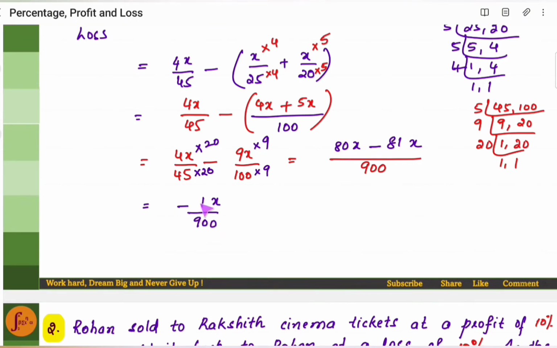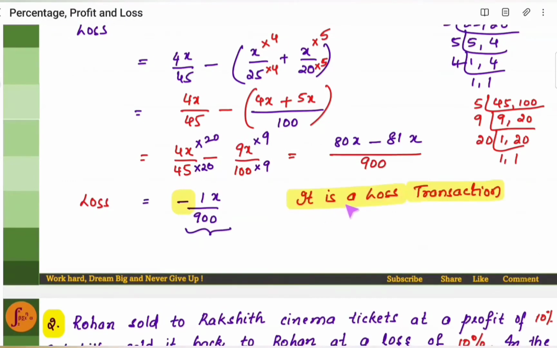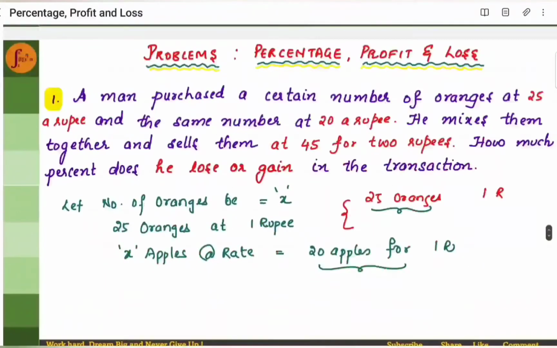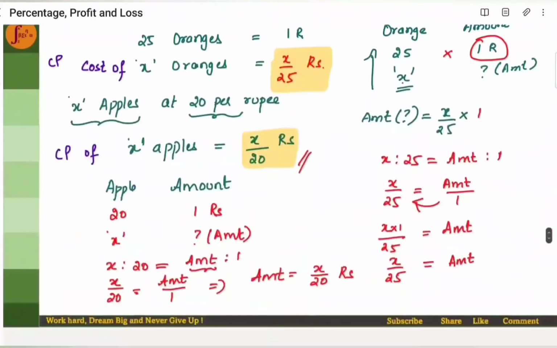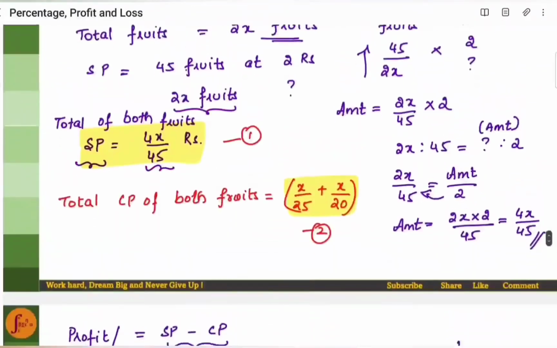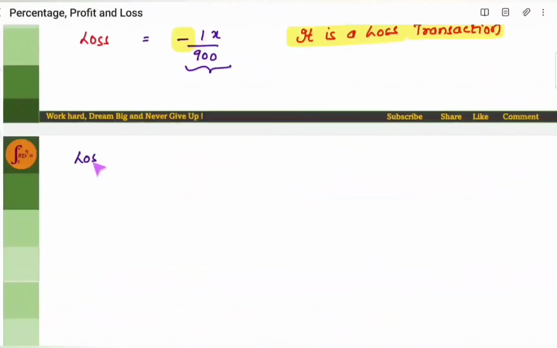So minus 1. So I got a negative value here. There is a loss. Straight away we can say it's a loss. It's a loss transaction. Now what should we find out next? How much percent does he lose? Okay, we have to find the loss percent now. We have to find how much percent he loses.